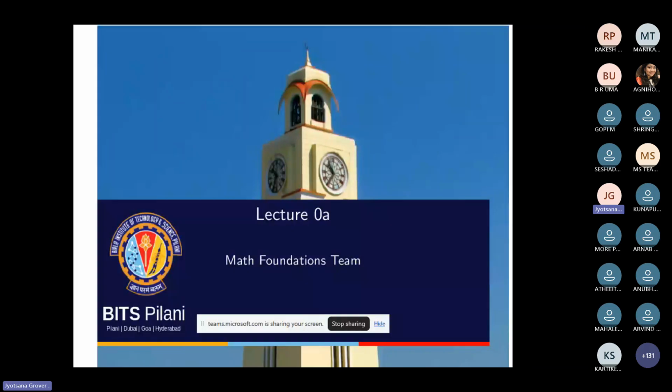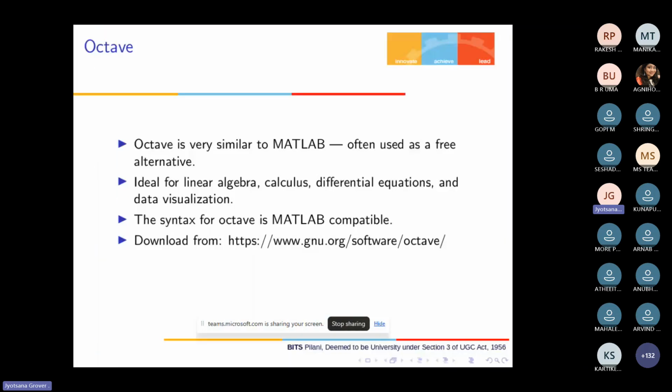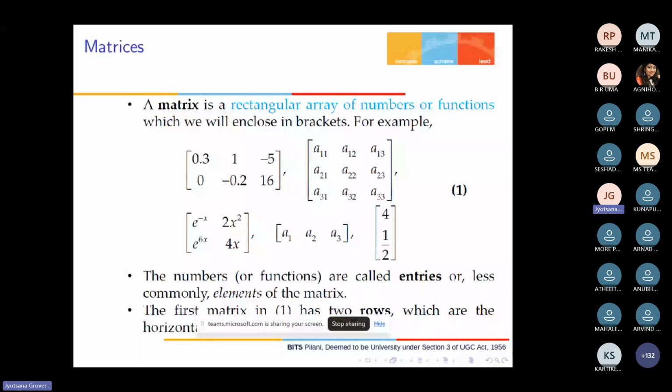All right. So this is lecture 0A. We'll go through some of the commands in Octave. It is very much similar to MATLAB, but right now our focus is to first understand what is a matrix. Why do we need matrices? Why are you studying math? So I'll just motivate you.